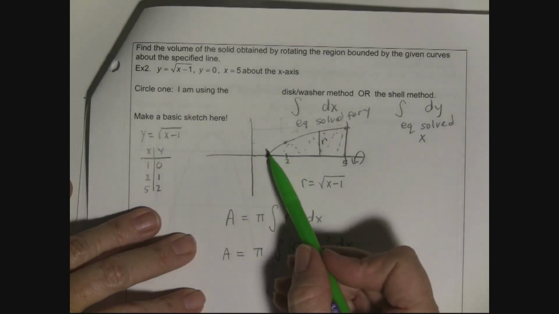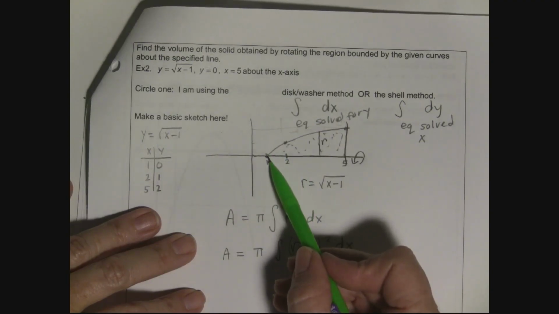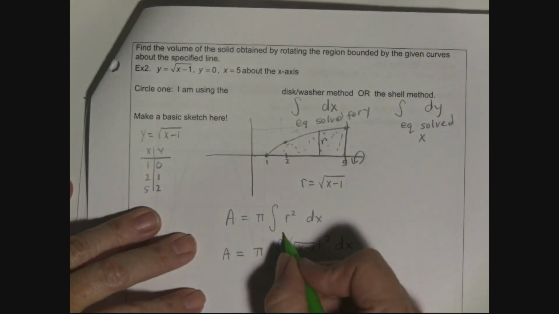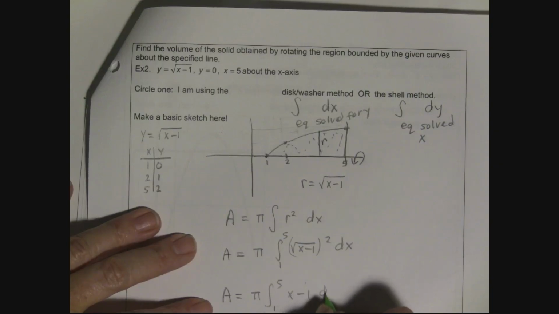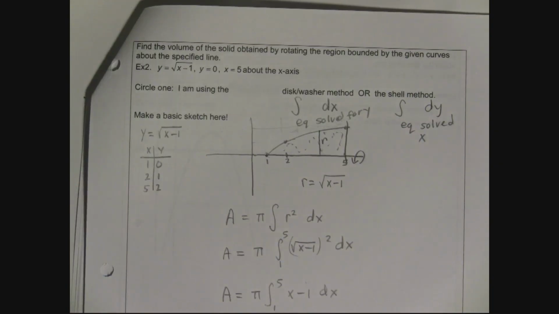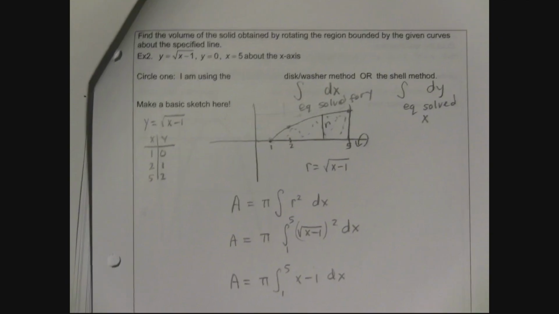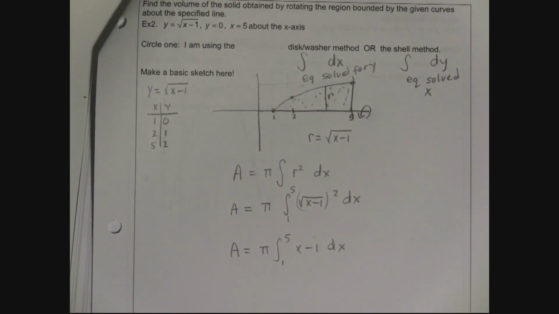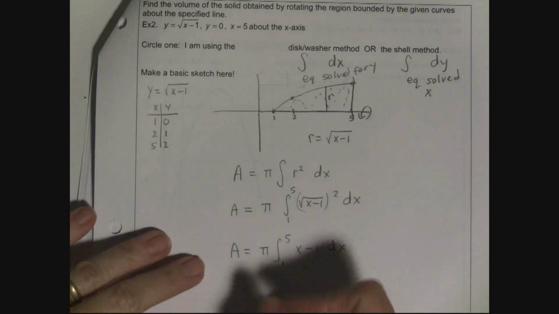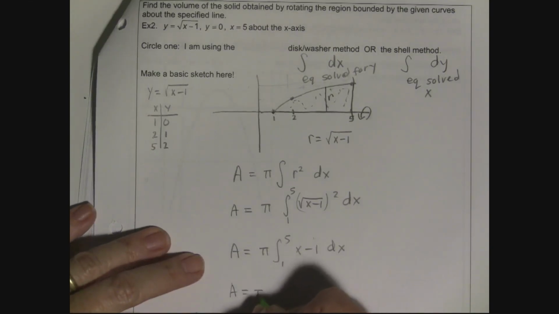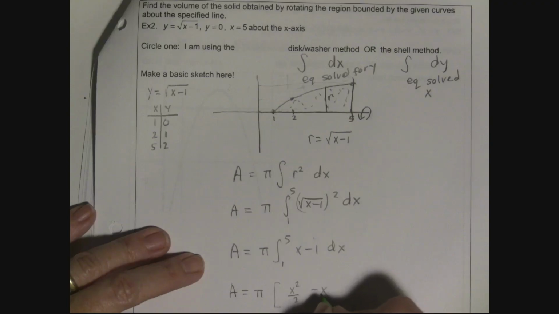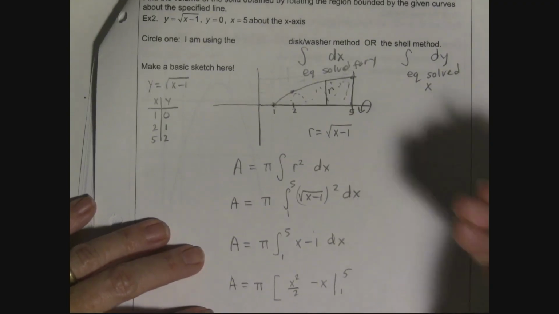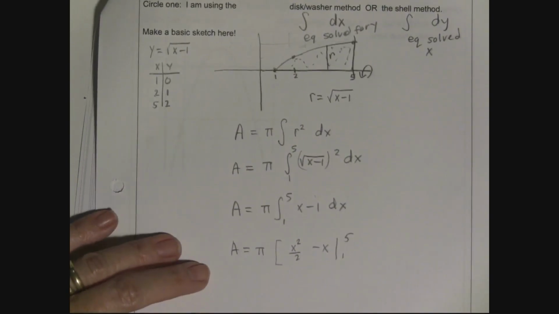And my bounds are going to go, remember, in terms of x, from 1 to 5. And so really my volume is pi times the integral from 1 to 5 of x minus 1 dx. And nothing could be easier than that, right? And the shell method isn't harder, and you would get the same answer. So if you want a challenge, then go ahead and do it both ways, right? If you want to try another one.